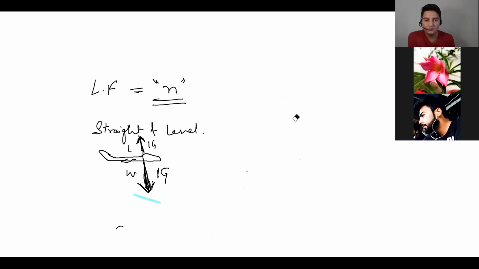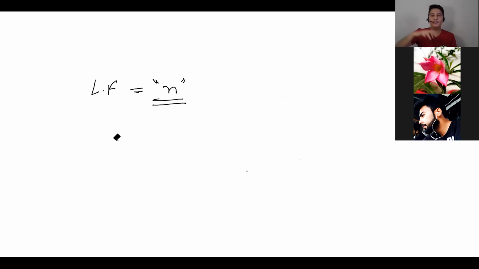So in a straight and level flight, load factor will be 1. Very simple. There is no rocket science to it. In a straight and level flight, the plane is not going up or down. It is just going straight. There's 1g of force going down, and lift is countering that 1g force. So if you divide lift by weight, the answer is going to be 1. So in a straight and level flight, the value of n, which is load factor, equals 1.